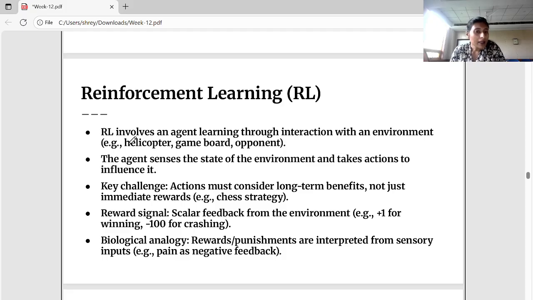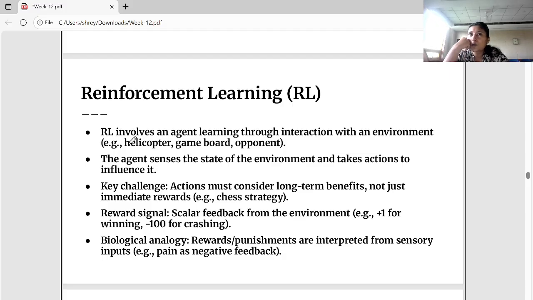The reward signal is the scalar feedback from the environment. It can be +1, it can be -100, it can be +100. It is defined by the developer. So you can define +1 for winning and -100 for crashing. Just think about that. And as a biological analogy, you can say that punishments and rewards are interpreted from sensory inputs. So for example, let's say I talk about the robot.